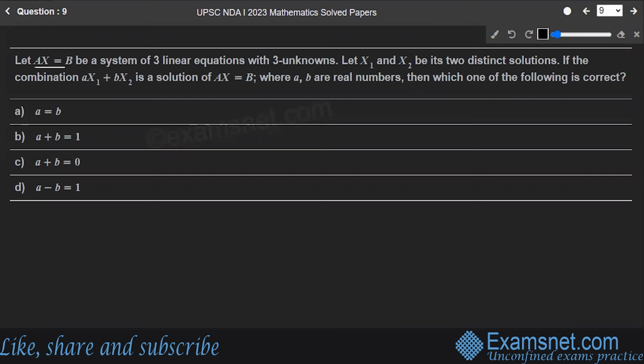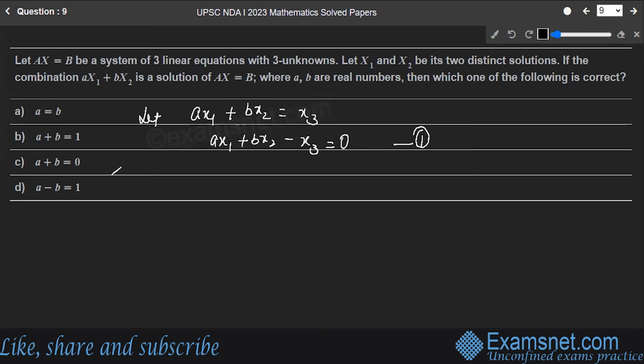Question number 9. Let Ax is equal to B be the system of 3 linear equations with 3 unknowns. x1 and x2 are 2 distinct solutions of it. If the combination a x1 plus b x2 is a solution of this given system of linear equations, where a and b are real numbers, then which of the following is correct? Okay, so first thing, this is the solution. So let the given equation be a x1 plus b x2 is equal to x3, which gives you a x1 plus b x2 minus x3 is equal to 0.